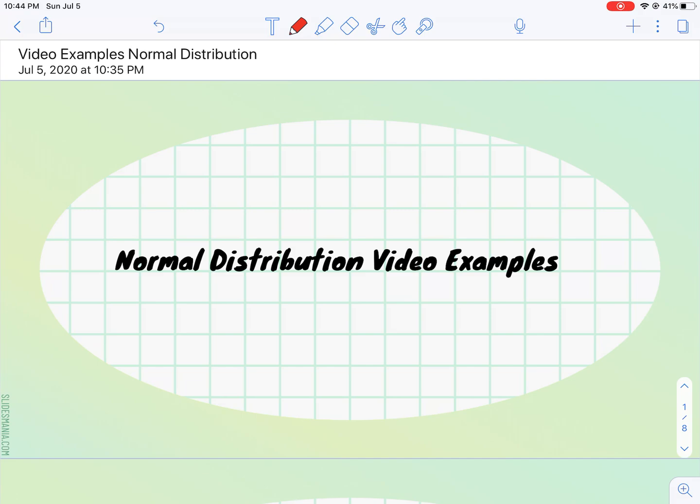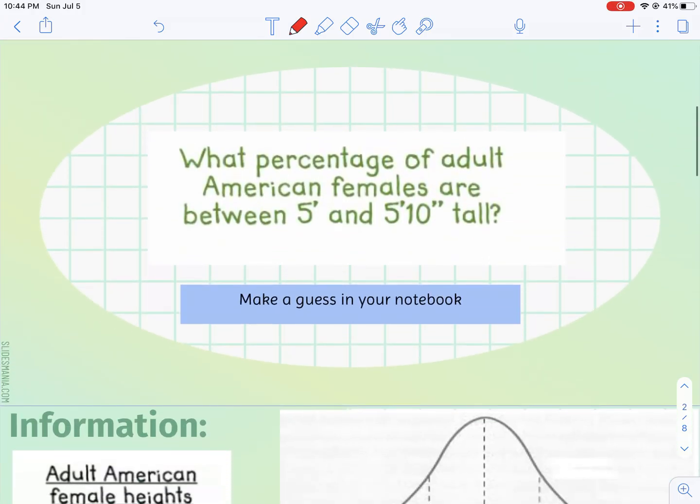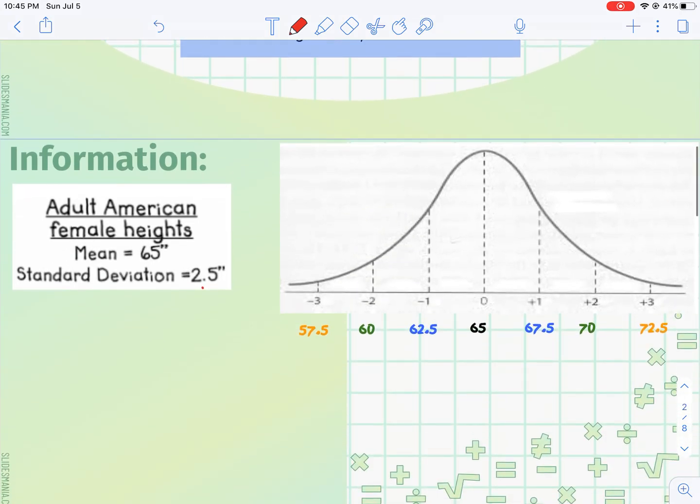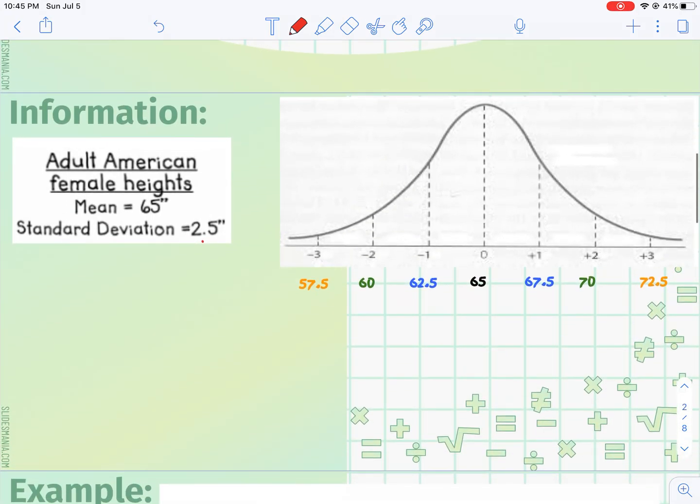Okay, this is a video of some of the examples that were in your notes about normal distribution using the empirical rule. You should have already written down the empirical rule, and you should have those percentages listed on your normal curve. So this is how we apply it. First question here: what percentage of adult American females are between 5 feet and 5'10"? I want you to make a guess in your notebook.